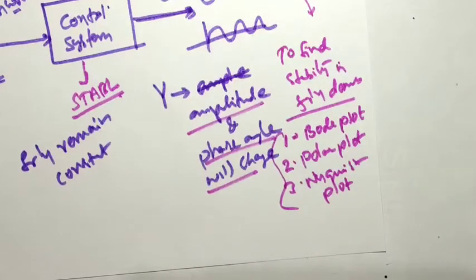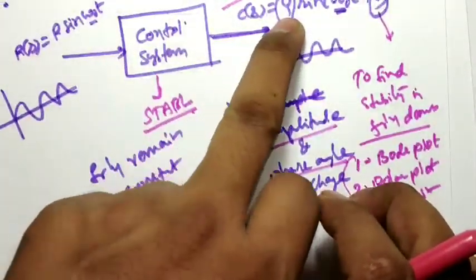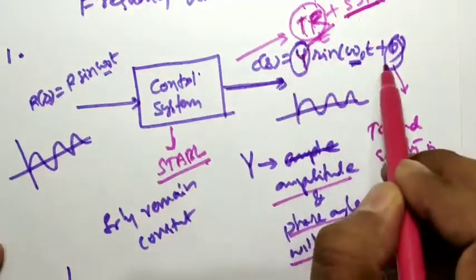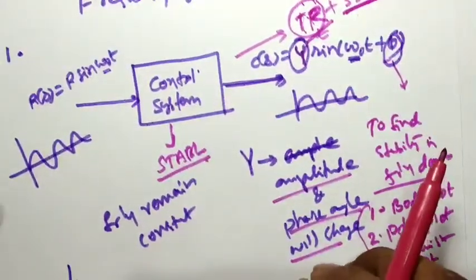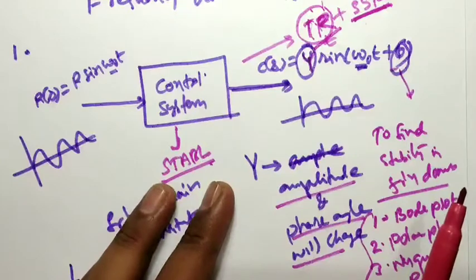In the polar plot, you have to find the magnitude versus phase. A very important thing you should understand here: only the output is changing, amplitude and phase only. So we only have to draw the frequency response for magnitude and phase angle, right? Magnitude and phase angle.